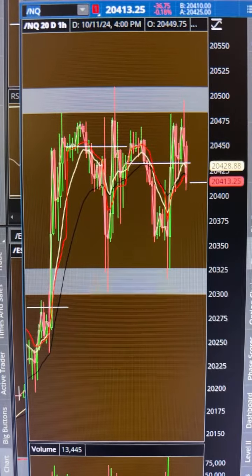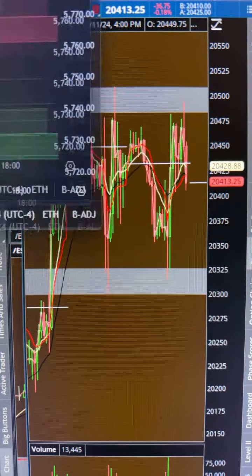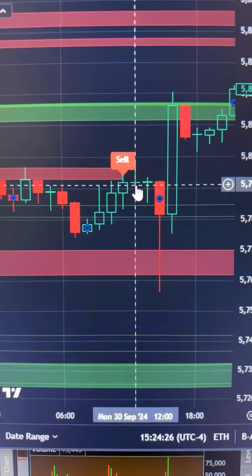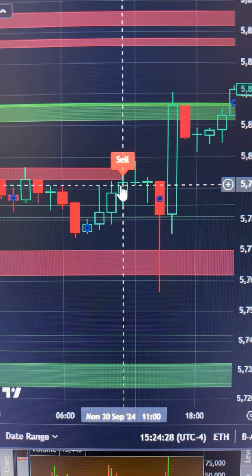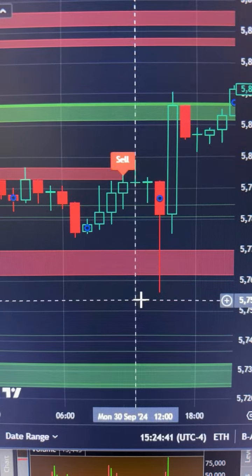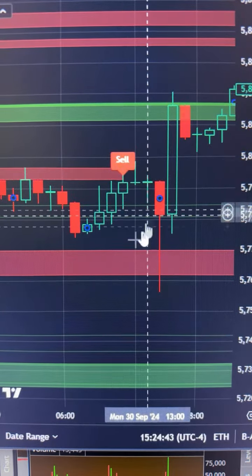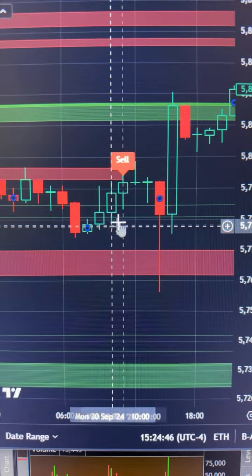So I just went back to, what day was this? On Monday. So this is on Monday, a short entry here at 11. Your entry would have been exactly right here at 7792. I know you can't see it, but that's ES, and that's 5792. And of course, move down here, you'd have caught.